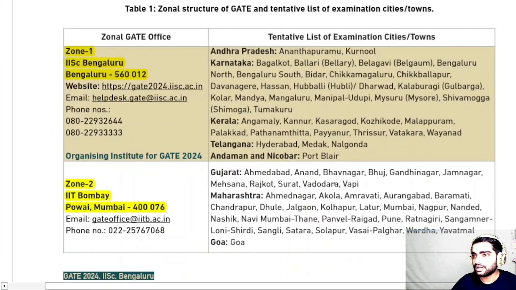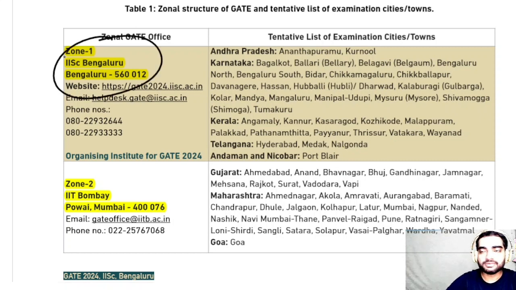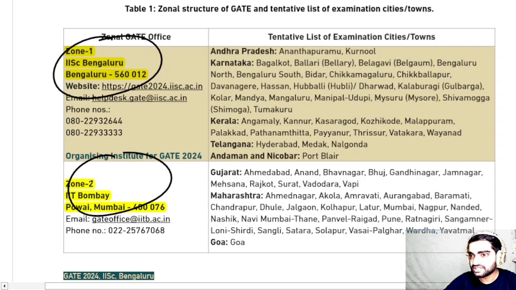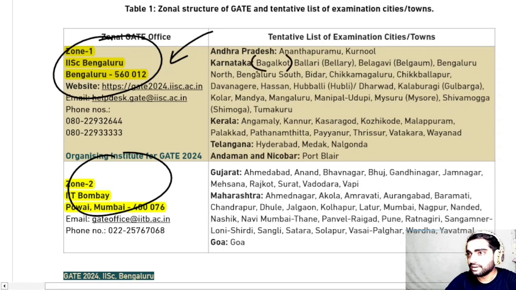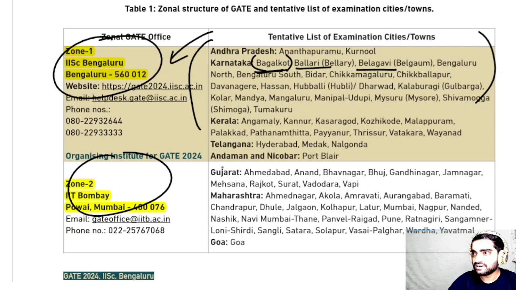Now if I talk about the cities where this exam is going to be conducted, these are the cities of zone 1 and these are the cities of zone 2. If you are someone from zone 1 and you are selecting this city for your examination in your preference 1, then for your second and third preference, you can enter only the cities from zone 1. You can't select these cities in second preference or third preference.